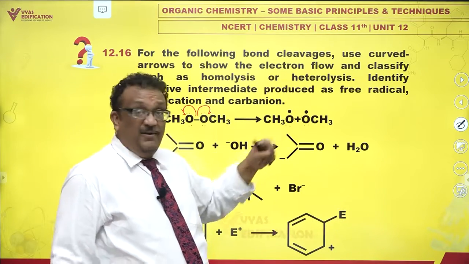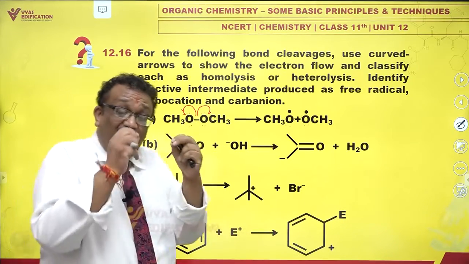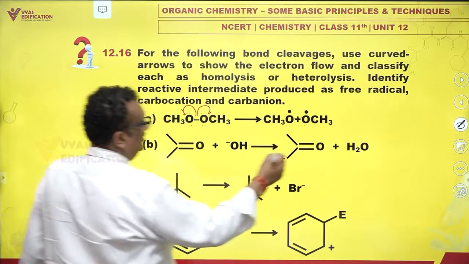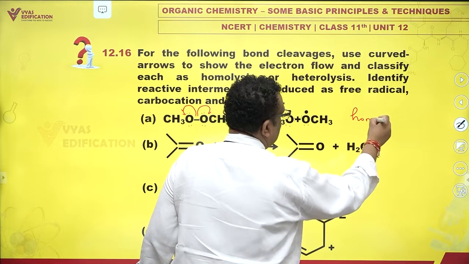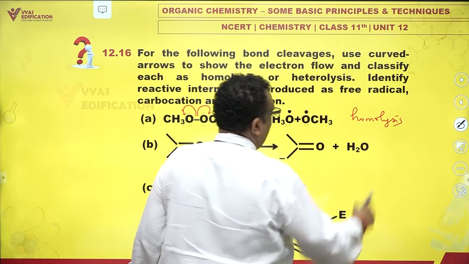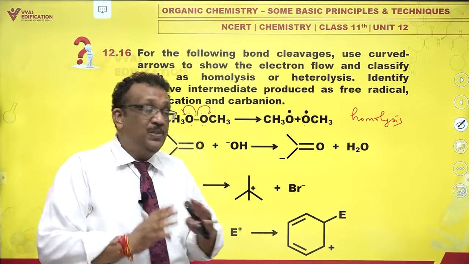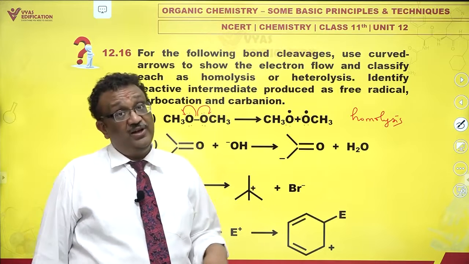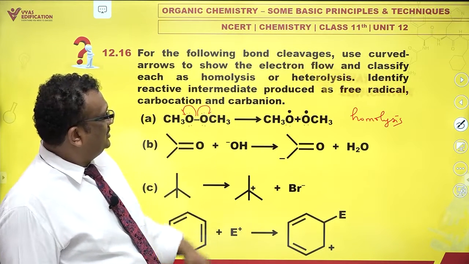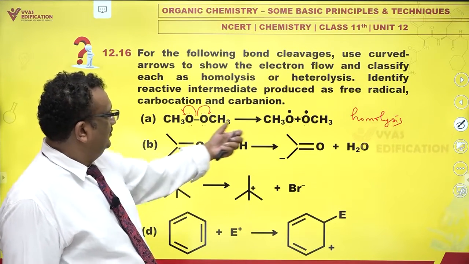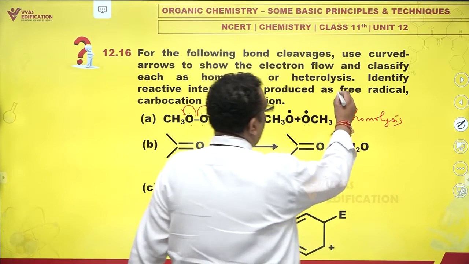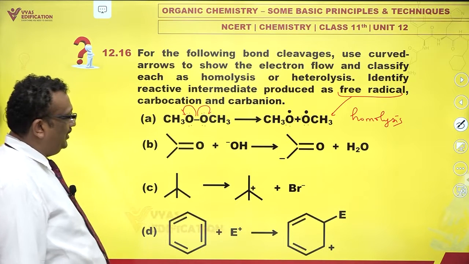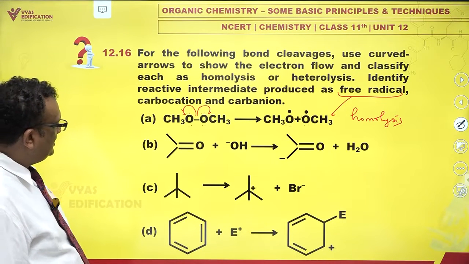See, it is homolysis. One bond contains 2 electrons, and from these 2 electrons, one goes here and one goes here. So this is homolysis. Why? Homo means similar. So the bond breaks up in an equal way, and this gets 1 electron and the other one also gets 1 electron. Anything else? You get free radicals? Yes, you get free radicals. Done? Done. B part.